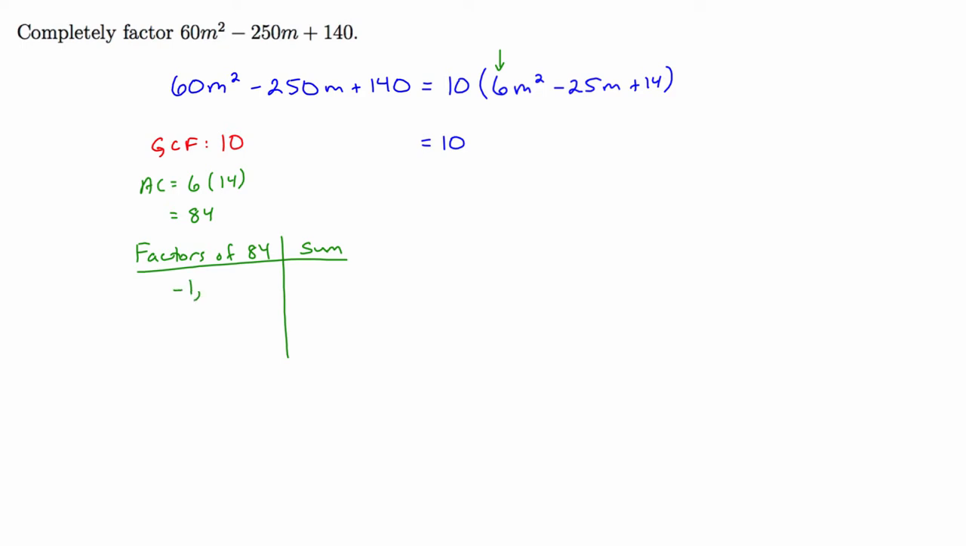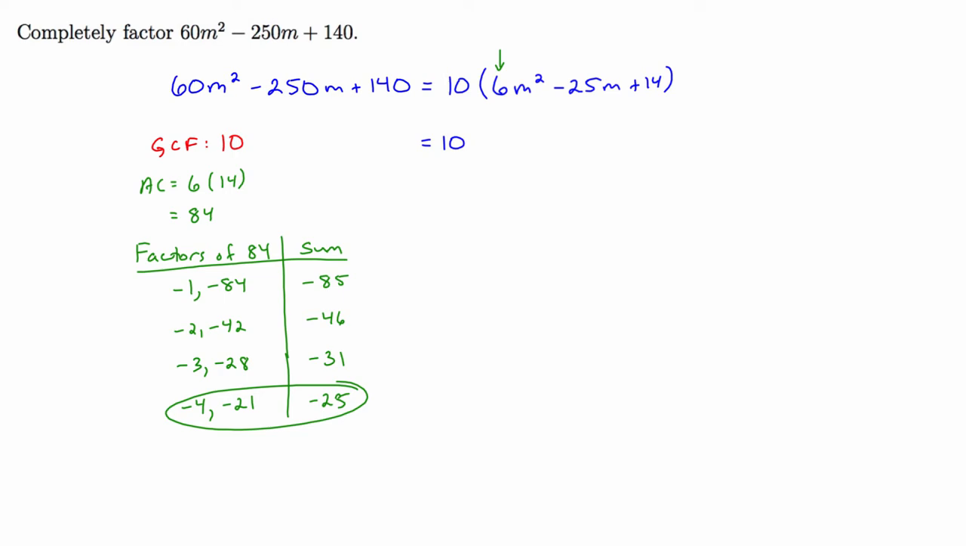The first factor pair would be negative 1 times negative 84. But negative 1 plus negative 84 is a negative 85. Negative 2 times negative 42 is also 84, but that adds up to make negative 46. Negative 3 times negative 28 is also 84, but negative 3 plus negative 28 is negative 31. In our factor pairs, we do seem to be getting closer to the sum we want of negative 25, but we're still not quite there. Another factor pair of 84 is negative 4 and negative 21. Negative 4 plus negative 21 is negative 25. So that is the factor pair that we need.